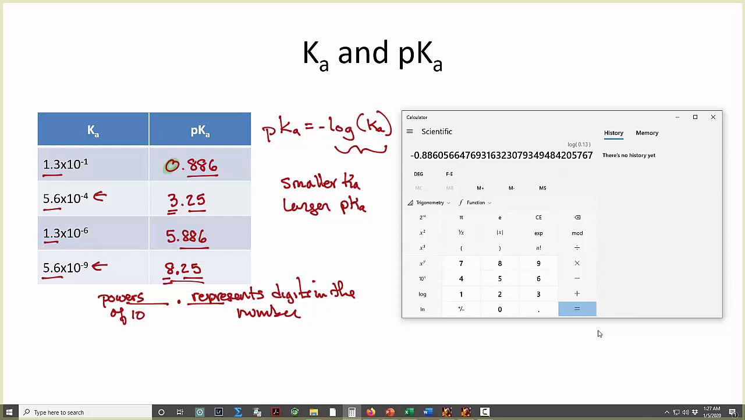But in general, the most important thing to recognize is that large values for Ka give you smaller values for pKa. And again, on the top, this would be stronger acid, and these would be weaker down here. Okay? Based on what we've talked about in the pKa in the previous section.